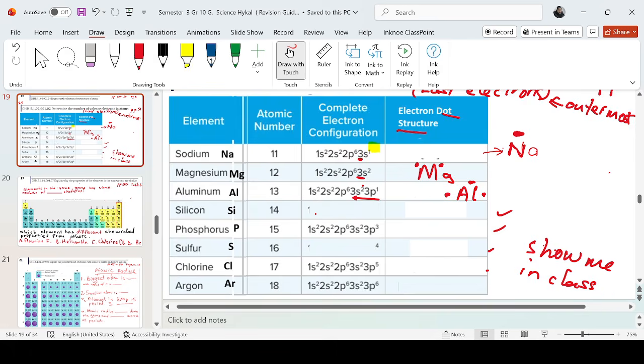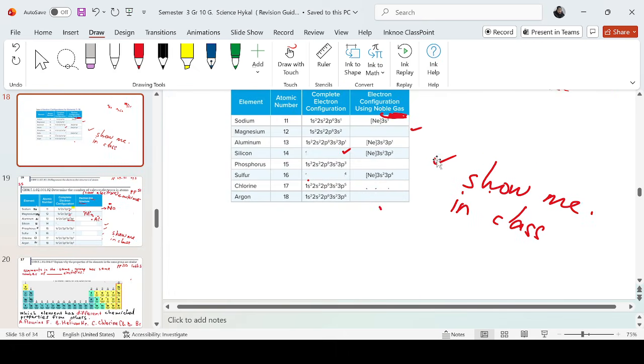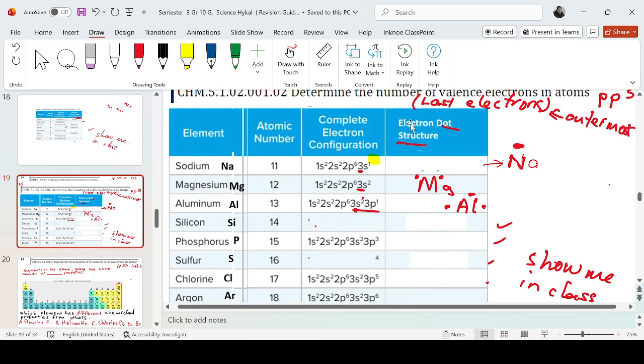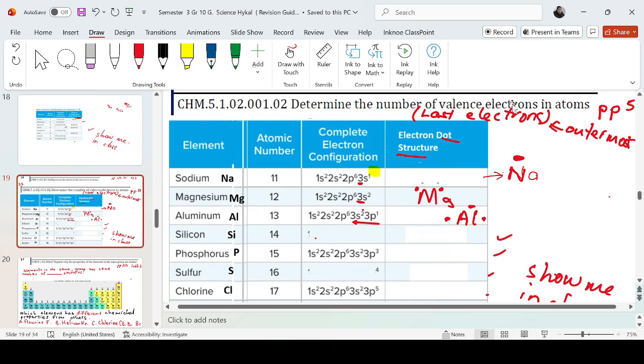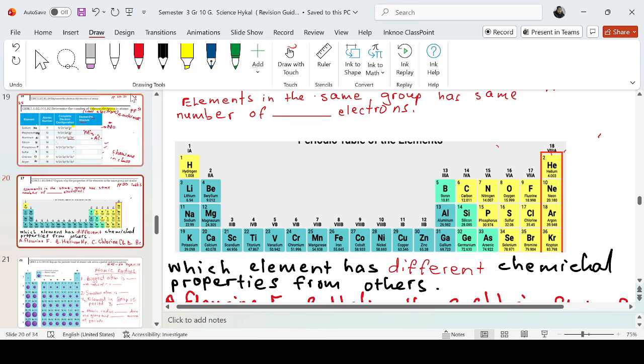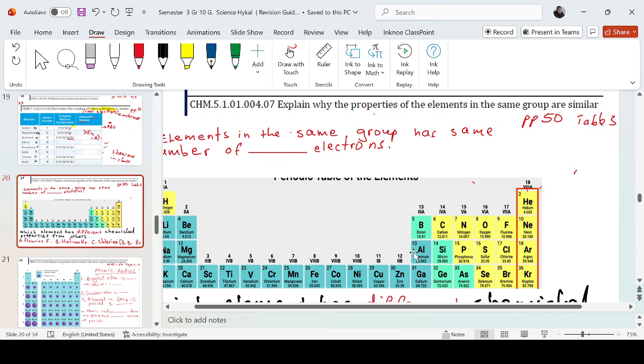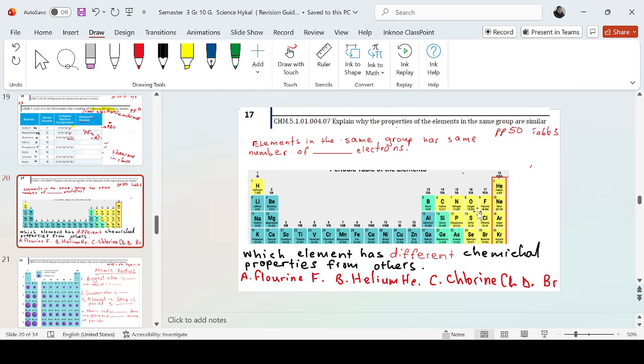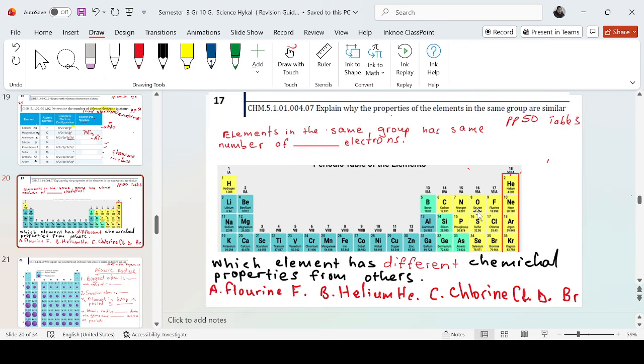Let's go to the next question. So this is the valence. That's about valence electrons, the outside or outermost electrons. Okay, coming to this one, explain properties.